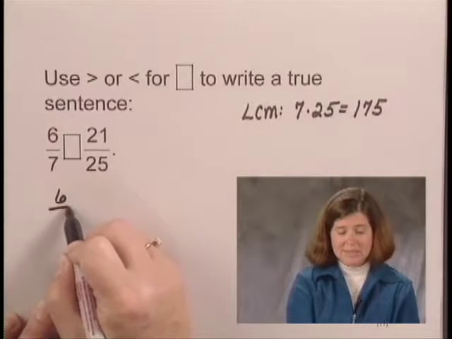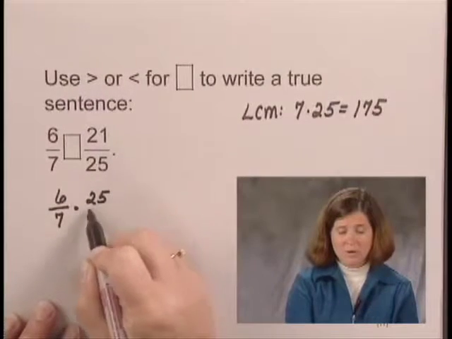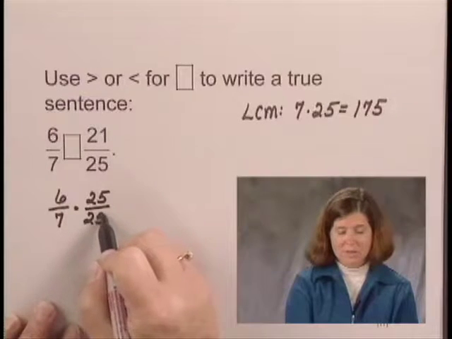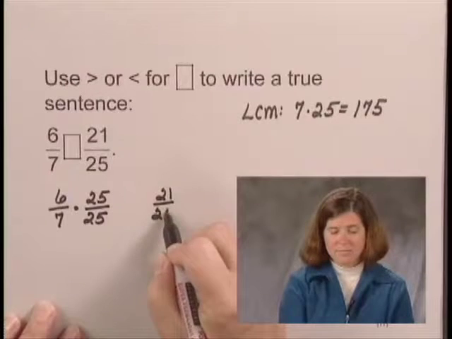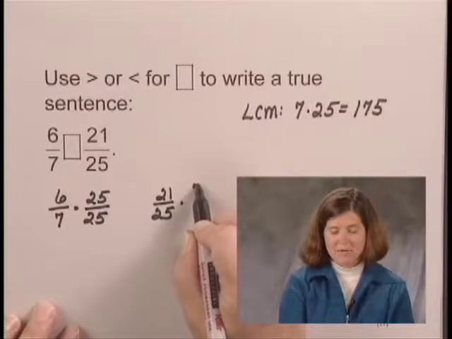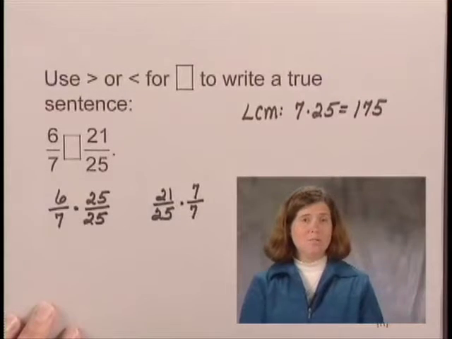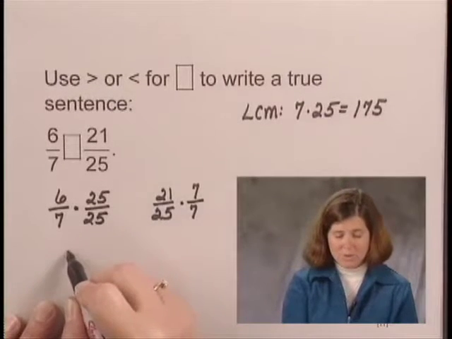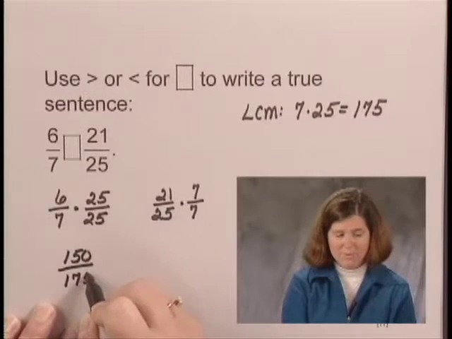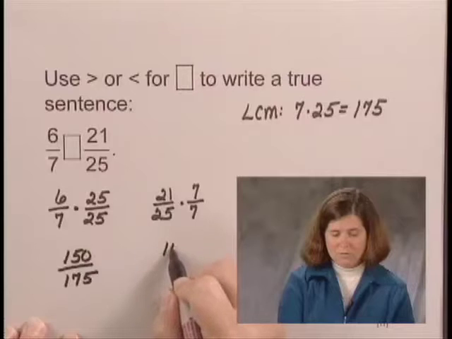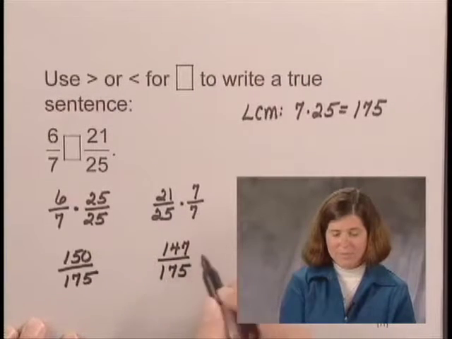For 6/7, I multiply by 25 over 25. For 21/25, I multiply by 7 over 7. Multiplying numerators and multiplying denominators, I get 150 over 175, and I get 147 over 175.